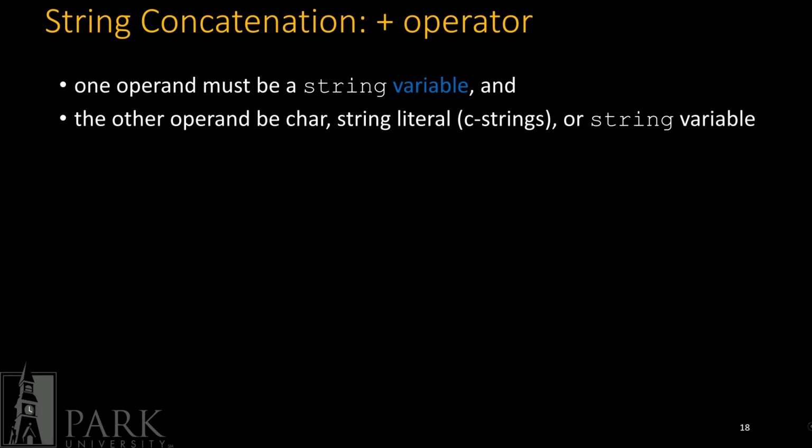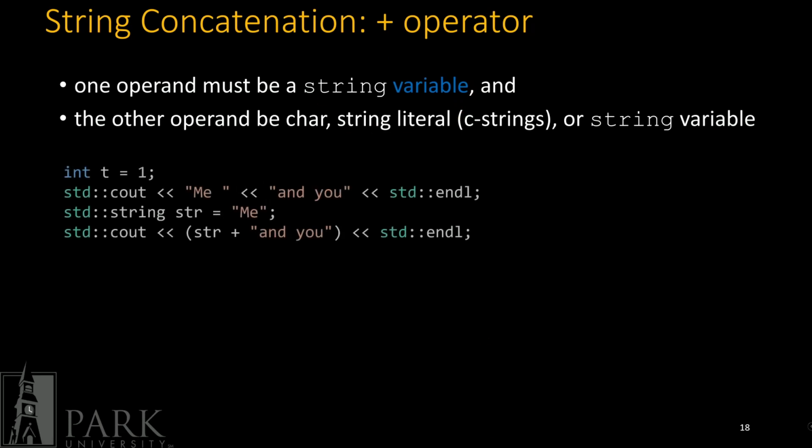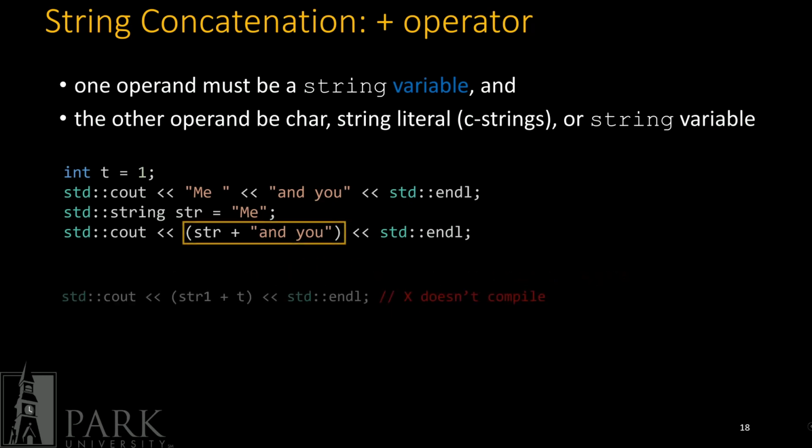But it's absolutely critical that at least one of them is in fact a string variable, so a variable of type string. So in this example, me and you are string literals, i.e. C strings. And you cannot add two C strings together in C++. Okay, this will result in a compilation error. Here you can see that we are adding a C string to a string variable. Okay, and this will work just fine.